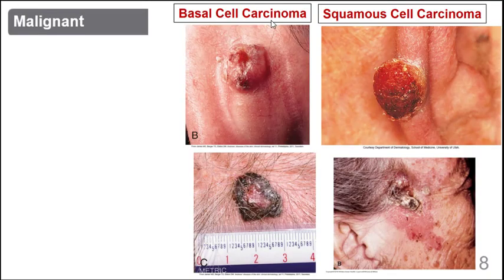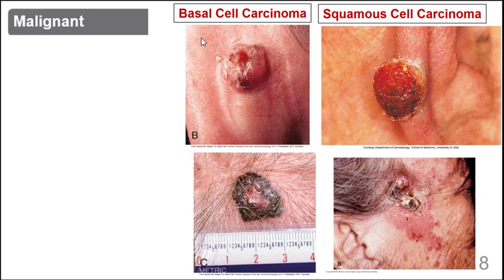Starting with basal cell carcinoma, this is the most common skin cancer. Risk factors for the development of basal cell carcinoma include chronic UV light exposure, radiation therapy and radiation exposure, and fair skin, those that have fair skin. This type of cancer originates from basal cells. We talked about basal cells being the cells that make up the deepest layer of the epidermis, where we have those melanocytes and then the production of melanin.